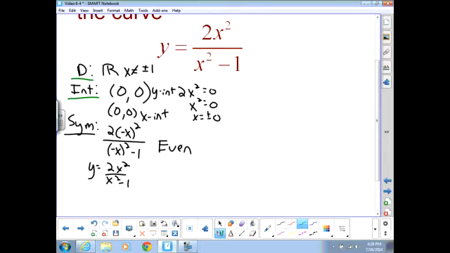Next, we want to find any asymptotes. Well, let's find our horizontal asymptotes. Notice we have a degree of 2 in both the numerator and denominator. So same degree, you just look at the ratio of the leading coefficients, which is 2 over 1. So we'll have a horizontal asymptote of y equals 2. Your vertical asymptotes are what will make the denominator 0. So our vertical asymptotes will be x equals 1 and x equals negative 1.